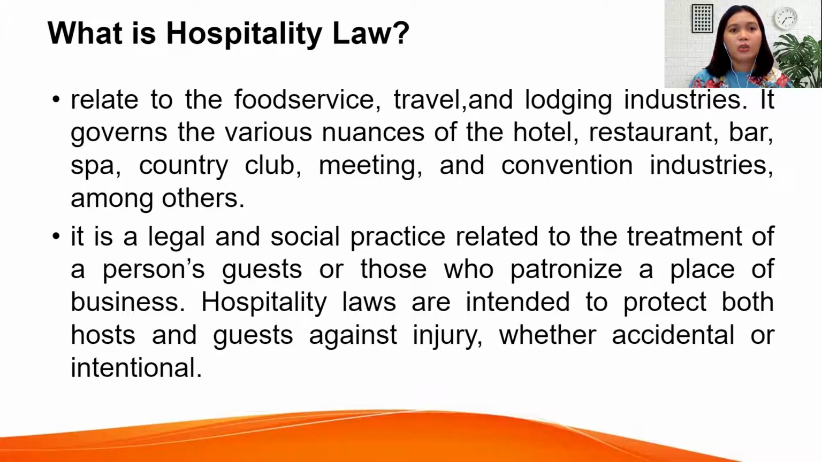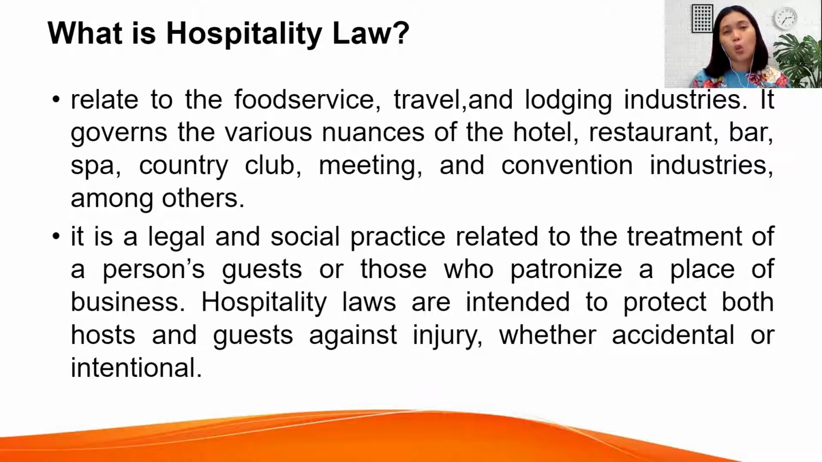Okay, so we are going to have hospitality law, just so we can understand the basic legalities or protocols that we need to follow, so that we will not go to jail or be sanctioned for lawsuits. Okay, the cases. So what is hospitality law? It relates to the food service, travel, and lodging industries, and it governs the various nuances of the hotel, restaurant, bar, spa, country club, meeting, and convention industries, among others.